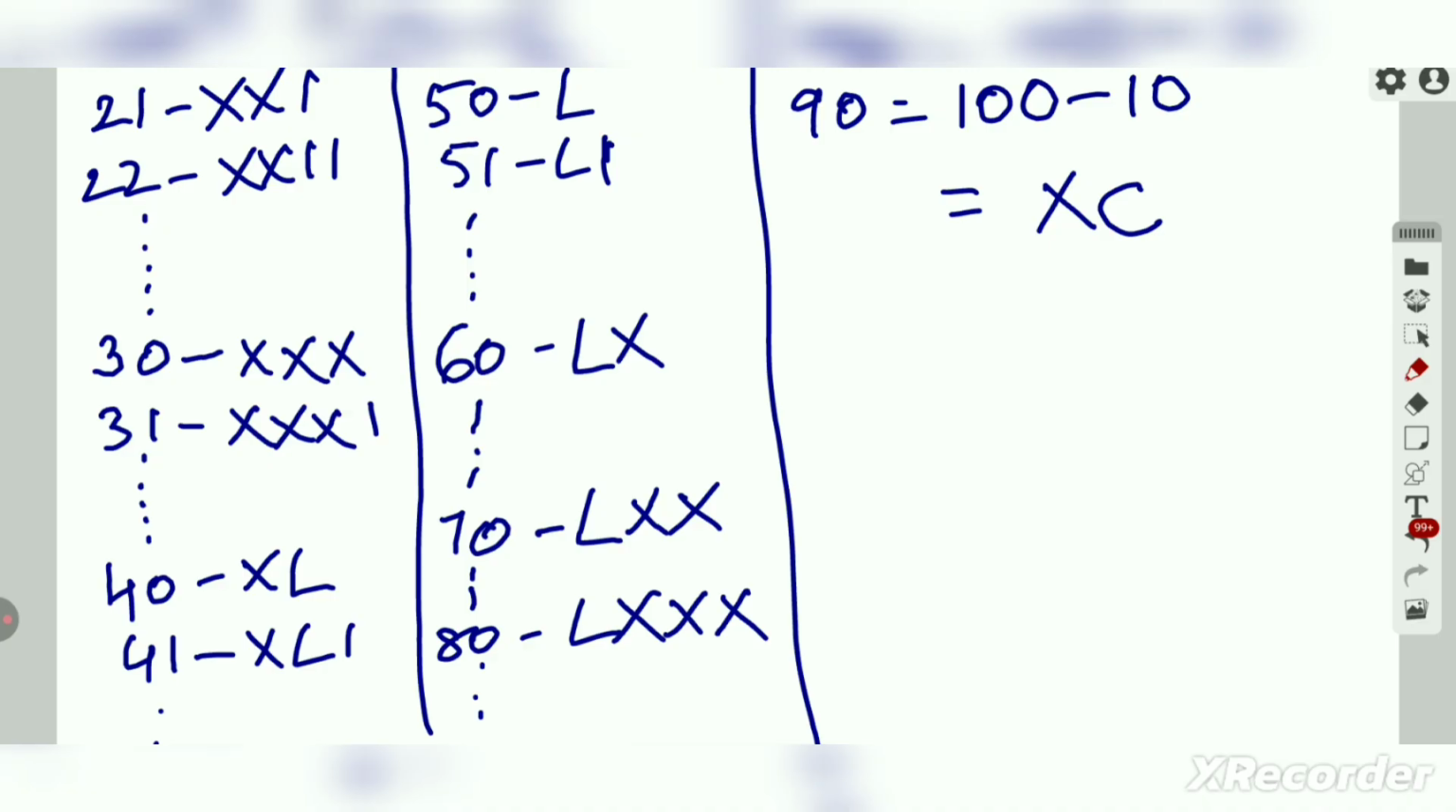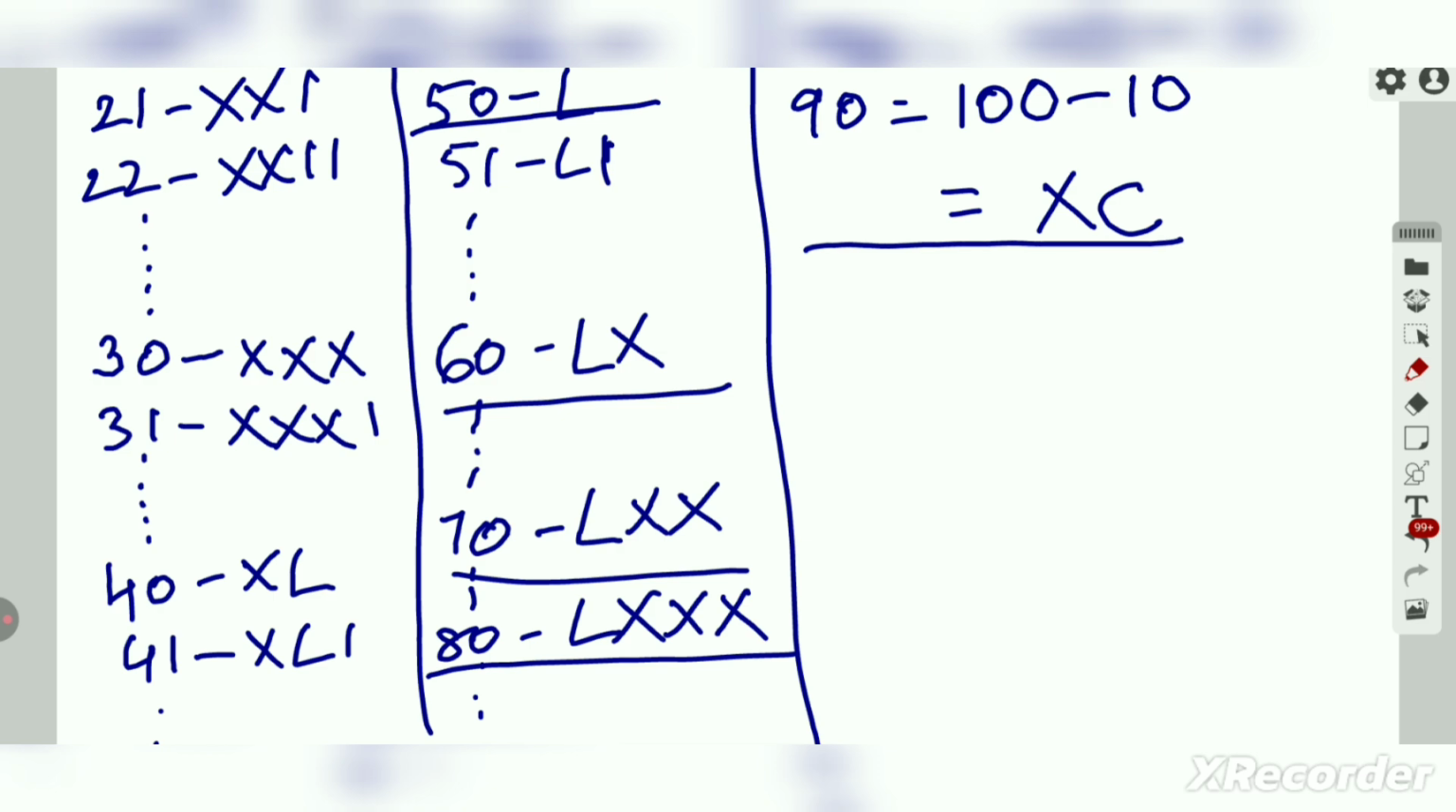Okay, there is no need to memorize all the numbers from 1 to 100. Just have to learn the important building blocks. You have to understand the pattern and then convert the numbers into Roman numerals. Clear? Now let's use these building blocks to convert some numbers. Let's do some examples.